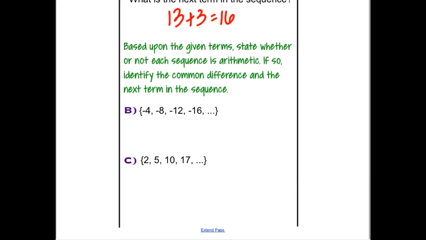Now, the second piece is being able to determine if a sequence is arithmetic or not. If it is, you've got to be able to identify the common difference and the next term. If it is not, you have to be able to explain why not.